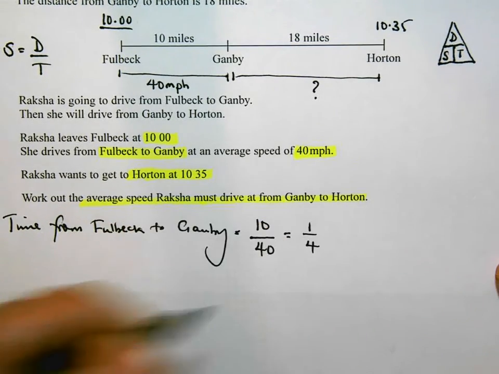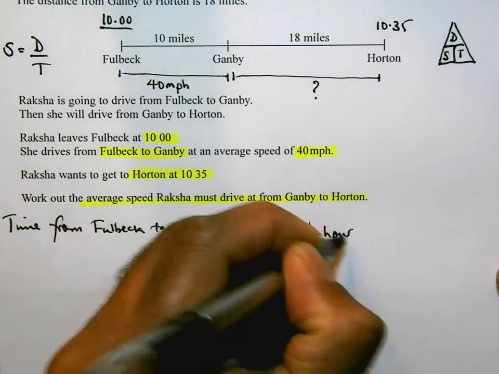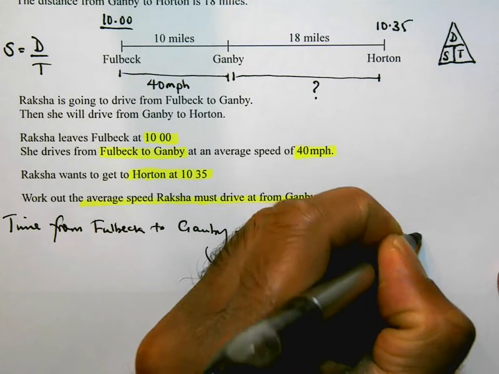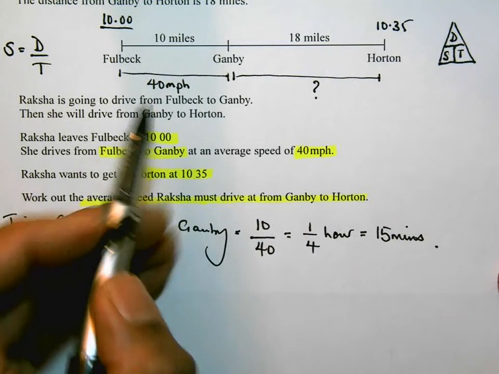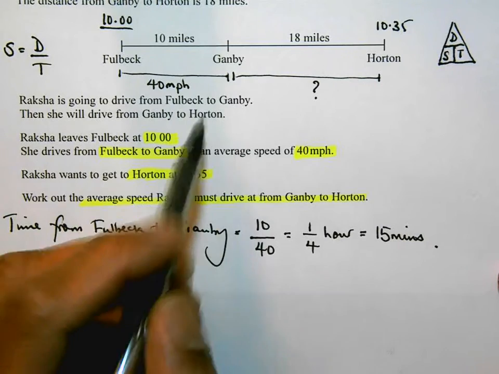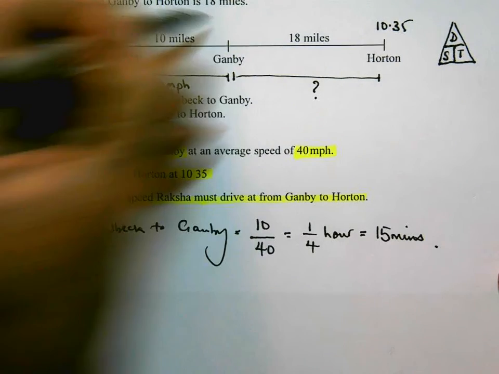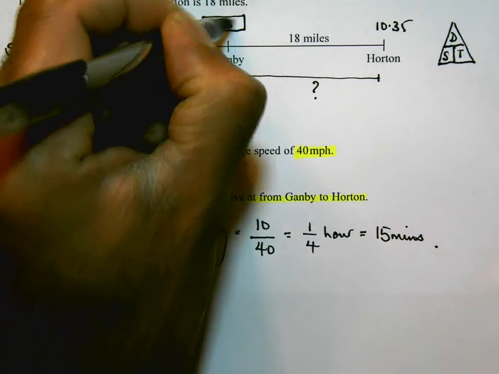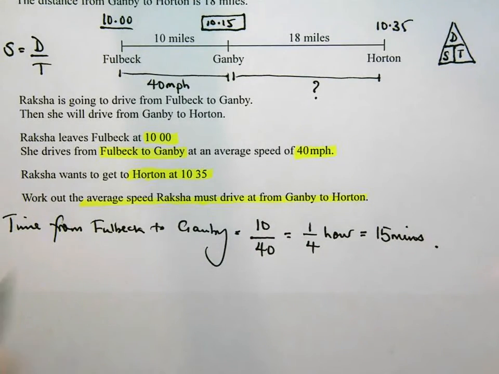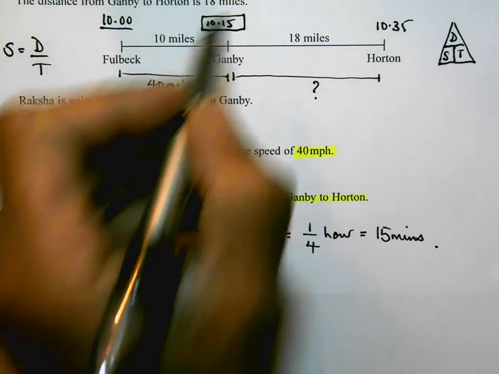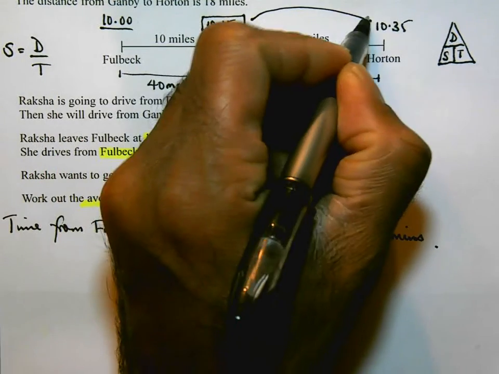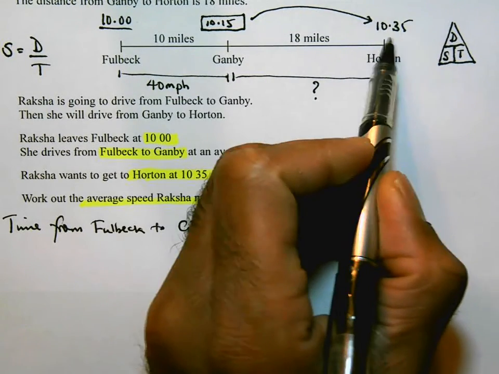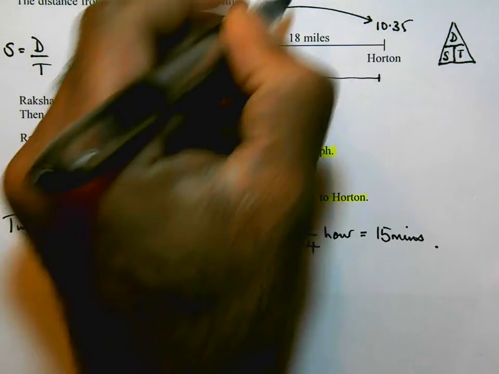I know a quarter of an hour is 15 minutes. So it's going to take her 15 minutes to travel from Fullbeck to Ganby. That means that she's going to get to Ganby at 10:15. If she's going to get to Ganby at 10:15, that means the time it takes for her to travel from Ganby to Hawthorne, if she has to get to Hawthorne at 10:35, is going to be 20 minutes. So it's going to take her 20 minutes to travel across there.